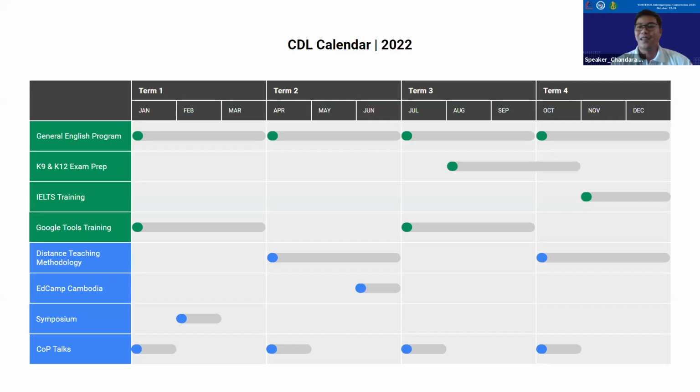To give you a clear and detailed idea of what we're going to do next year, 2020, you can see we have 4 terms, term 1 to term 4, and each program will be implemented throughout the calendar year.